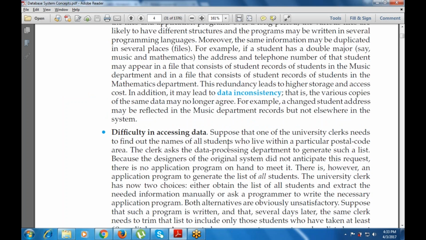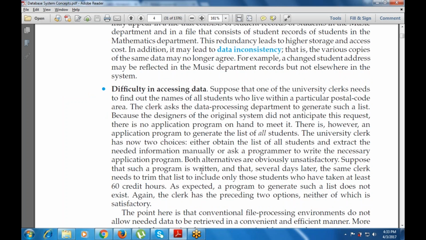Then next is difficulty in accessing the data. Suppose one of the university clerks has been asked to check the data for this one.